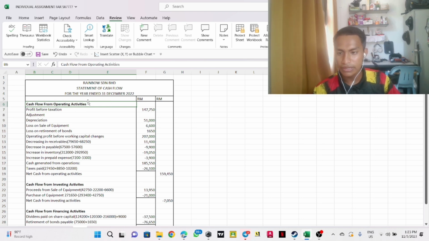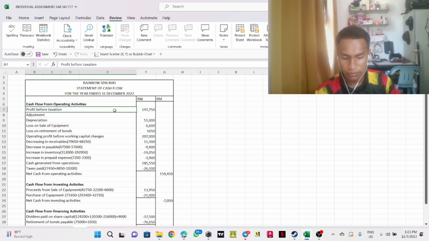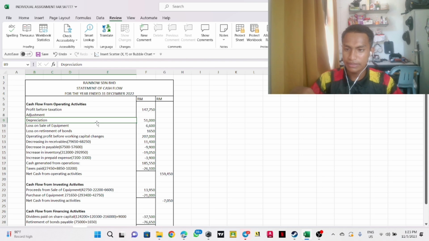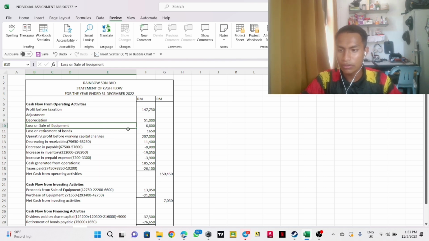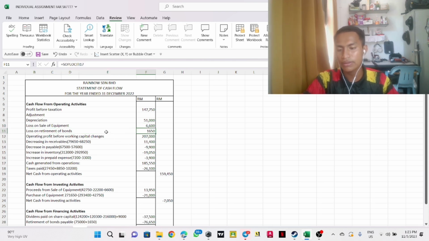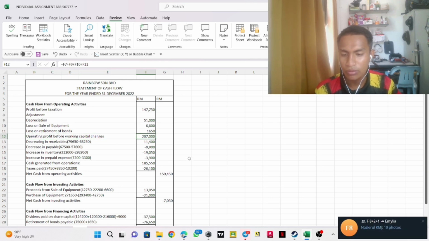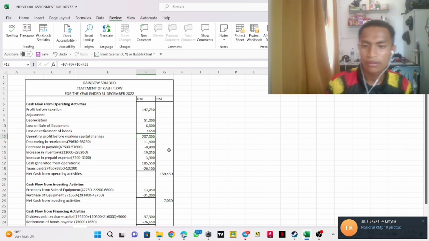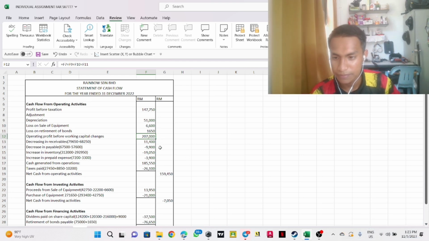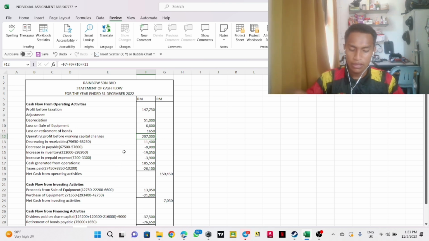The format will start with cash flow from operating activity, followed by profit before tax of 147,750, depreciation of equipment 51,000, loss on sale of equipment 6,600, loss on retirement of bond 1,650, and finally we get net cash from operating activities amounting to 207,000. We can take all these items in the statement of profit or loss and other comprehensive income.